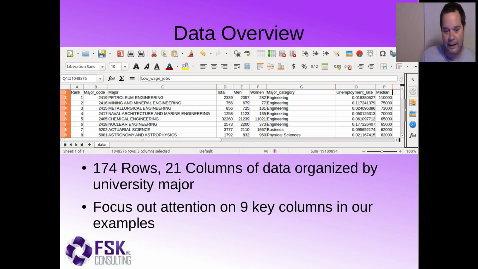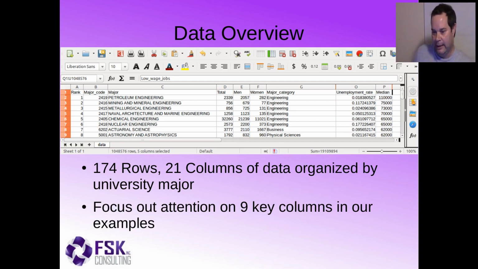This will be a couple more slides, and then we'll actually get into real code. That data set had 174 rows and 21 columns, but we're really only interested in about 9 of them. They identify all the majors from a college, and rank the viability with respect to economic factors. But the rank we don't really care about.